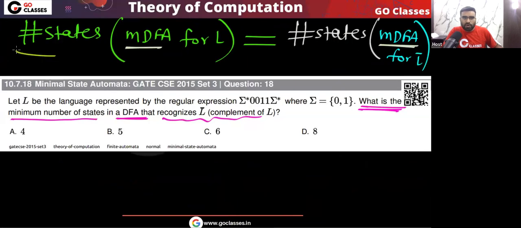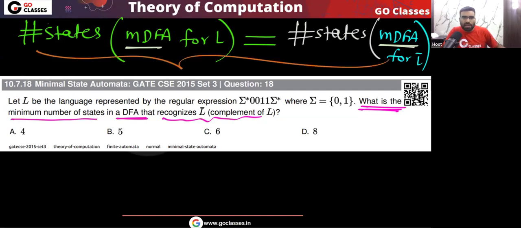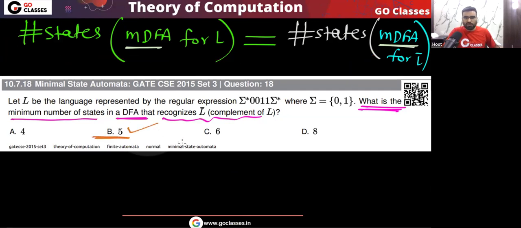I told you that the number of states in the minimal DFA for L is the same as the number of states in the minimal DFA for L complement. This will happen for every regular language L. So the answer for this question will be 5. Let's move on now.